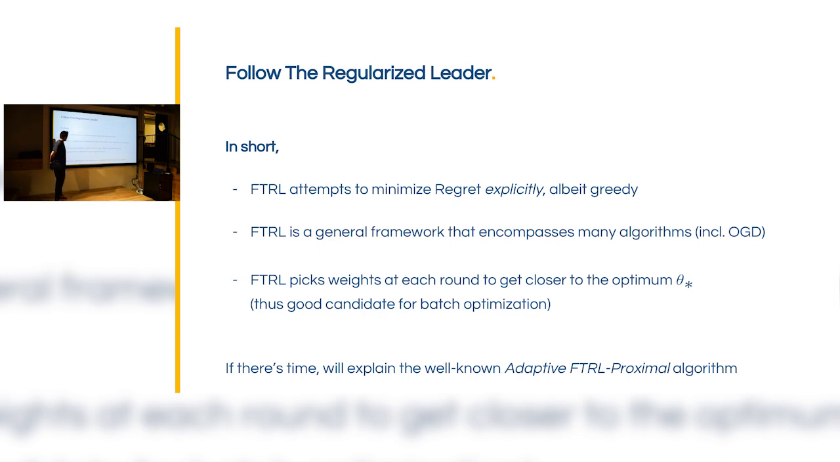Okay, so in short, FTRL attempts to minimize regret explicitly, albeit greedily. If you want to say something bad about FTRL, that's it. FTRL is a general framework that encompasses many algorithms, including the simplest thing you can do, which is online gradient descent, but it really encompasses a lot more. One of the surveys that I listed before shows you all of the different algorithms that you can derive from FTRL. FTRL picks the weight at each round in such a way that each round gets closer to the special value theta star.